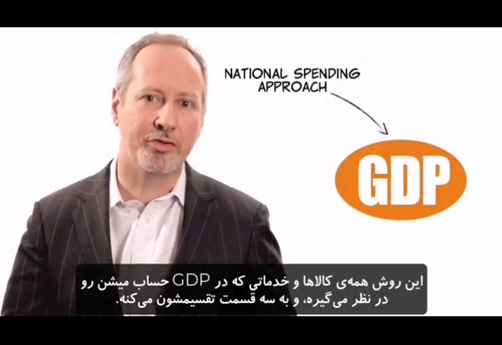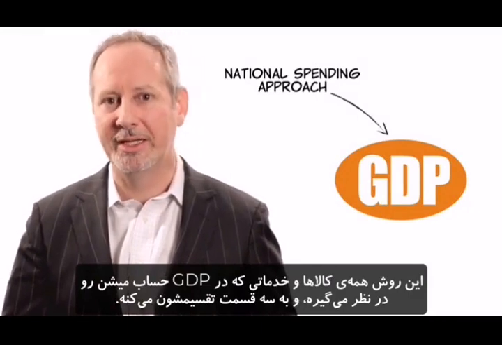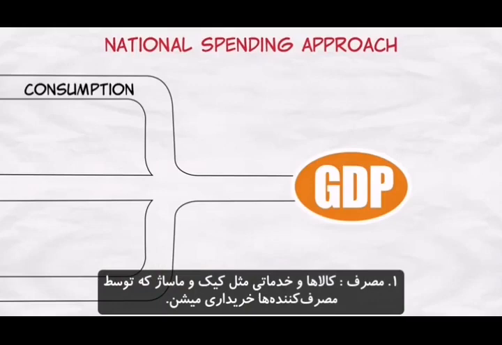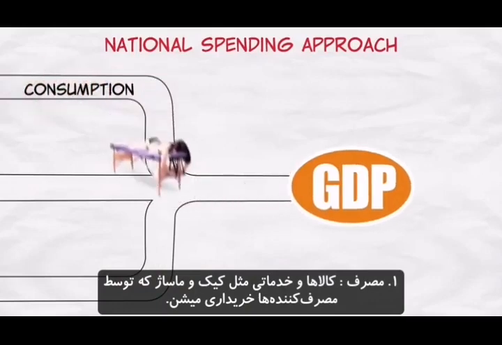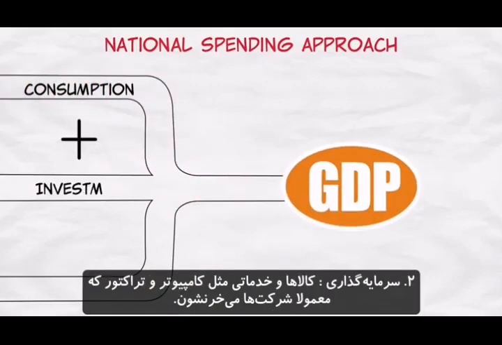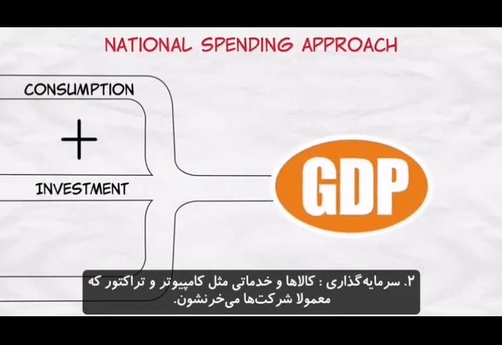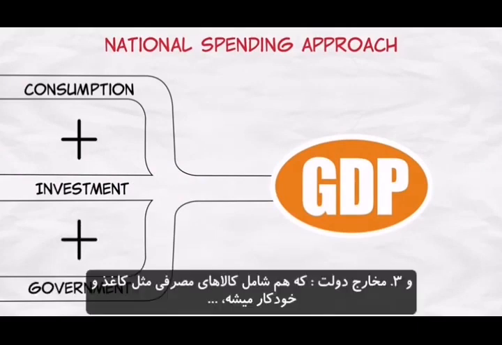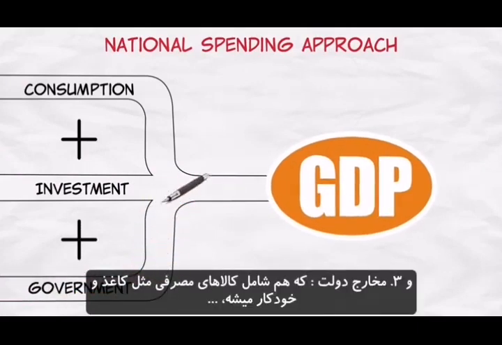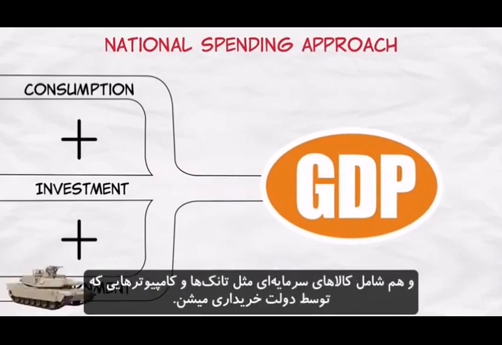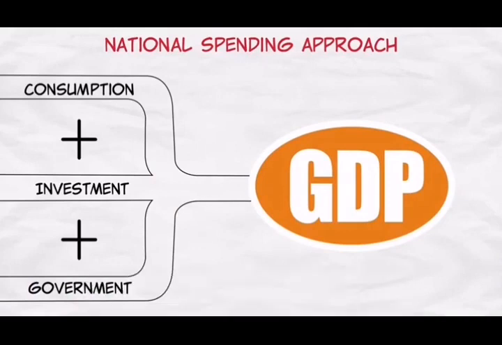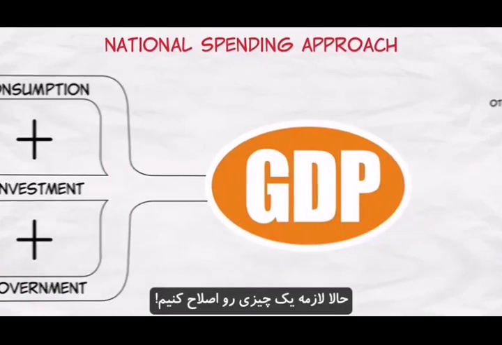This takes all the goods and services that go into GDP and splits them into consumption, goods and services like cakes and massages bought by consumers, investment, goods and services like computers or tractors usually bought by businesses, and government purchases, which includes consumption goods like paper and pens, and also investment goods like tanks and computers, which are bought by governments. We then need to make one correction.